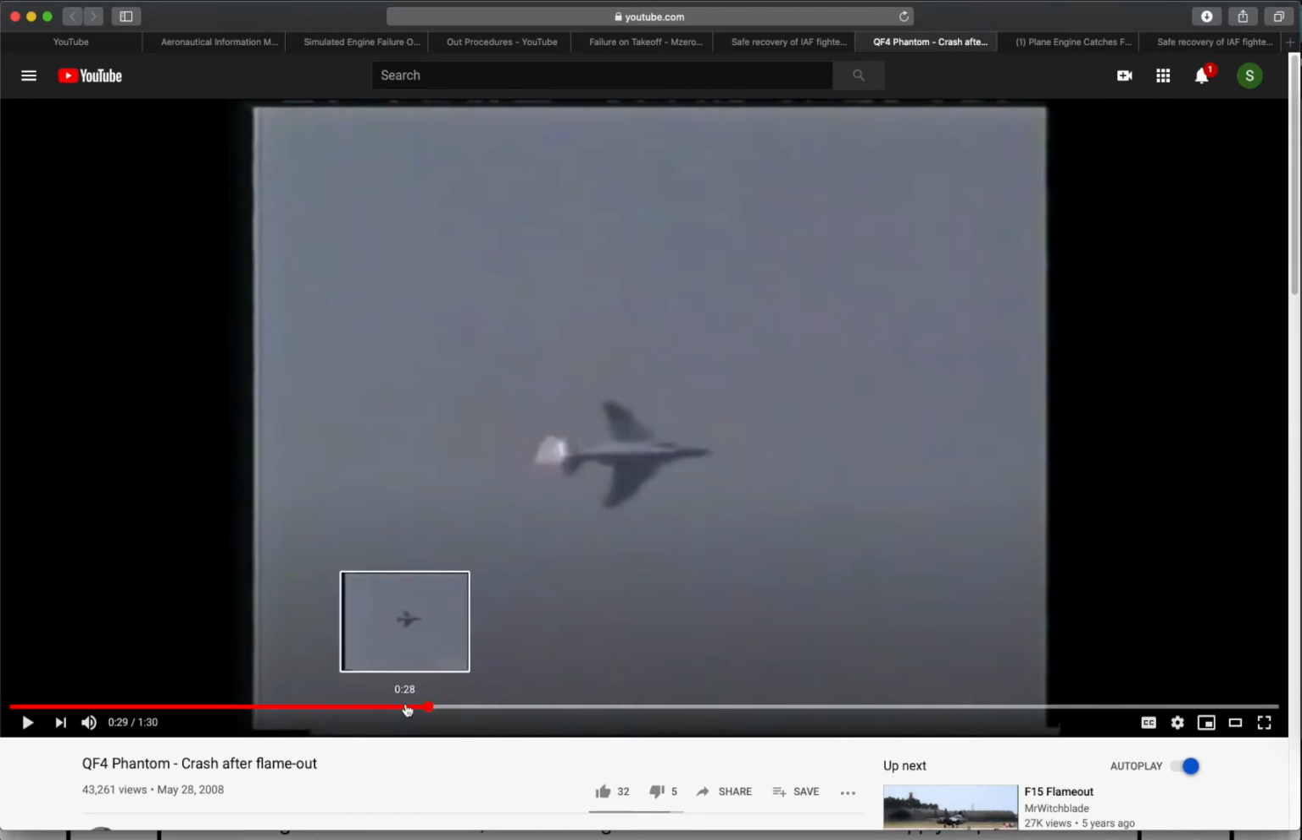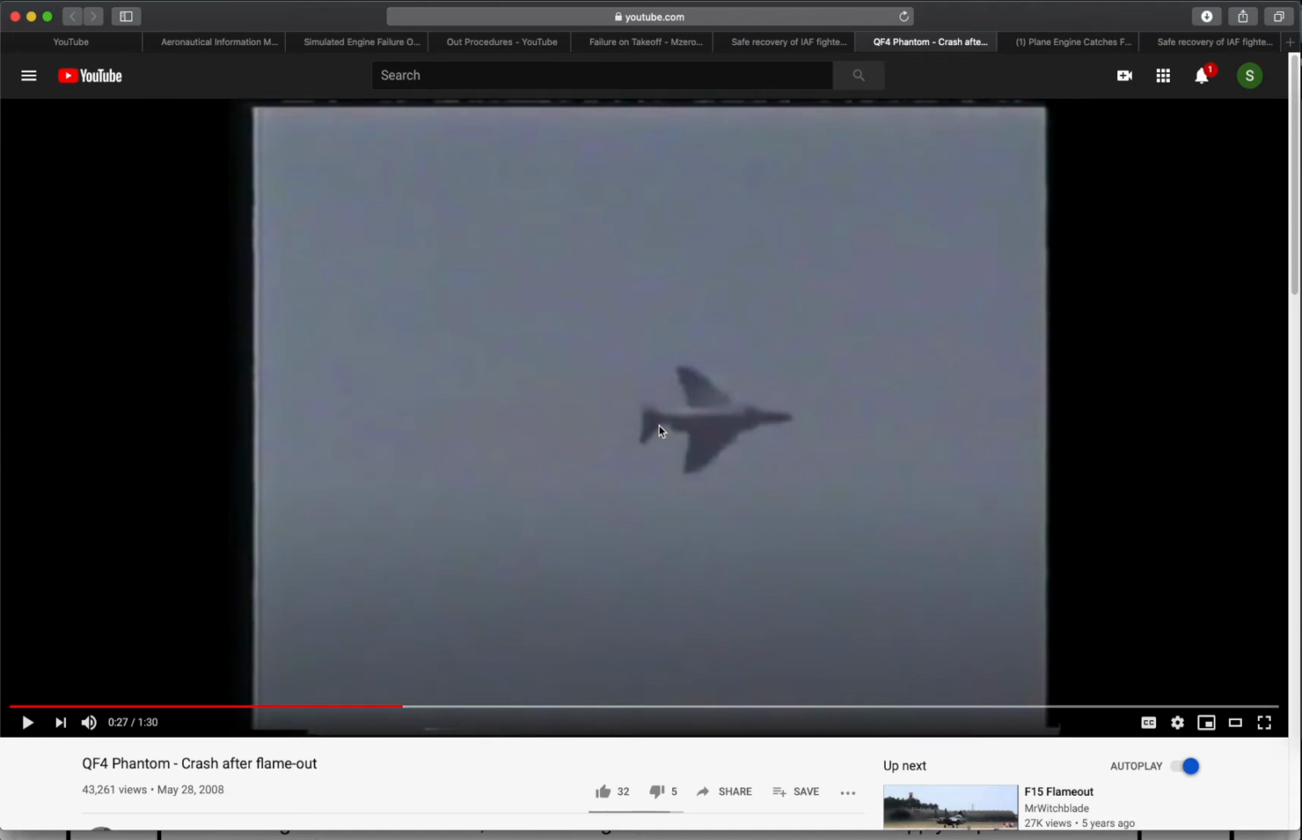An amateur cameraman caught the crash on tape. If you notice, let me back it up a little bit here. You can tell the aircraft lost its right engine, because this is a twin-engine aircraft, the F-4 is. If he lost his right engine, that means his left engine is going to be providing all the thrust, and he's going to have to use his tail to compensate for that, because it's going to want to push it off to the right.